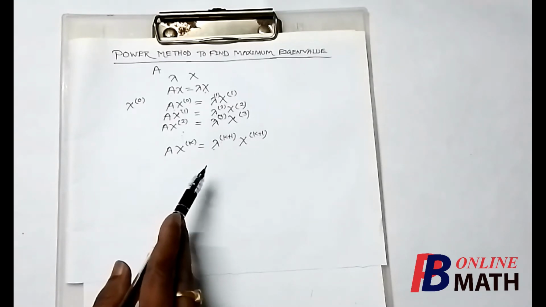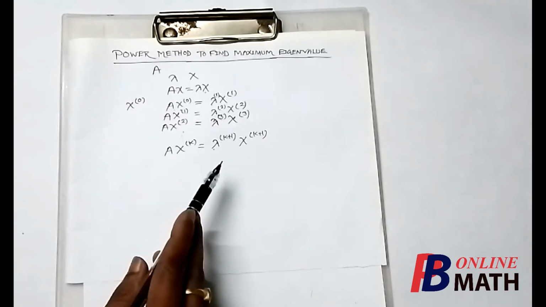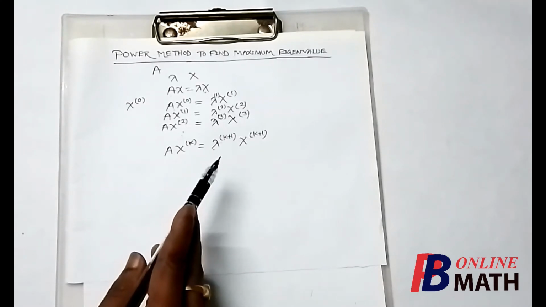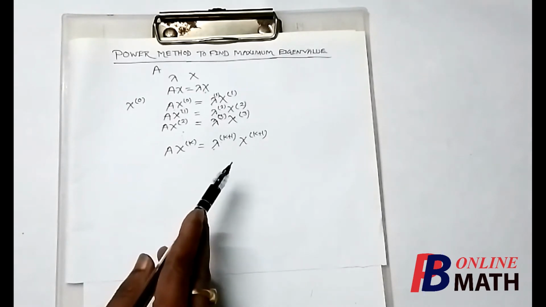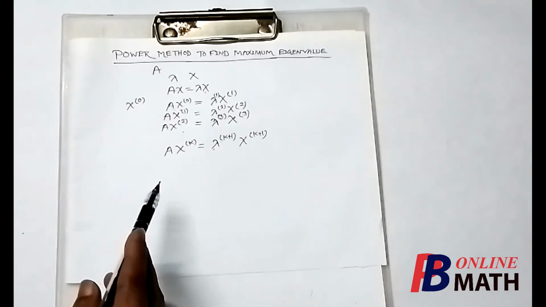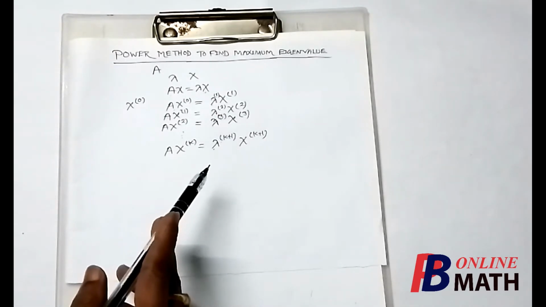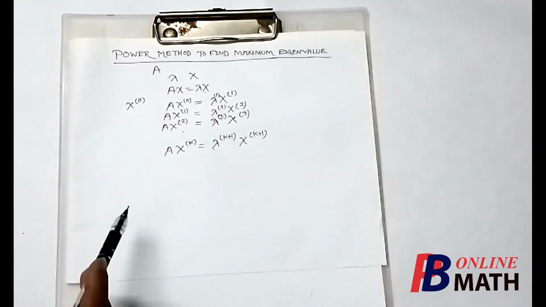We shall stop computing when two consecutive approximations of the eigenvalue and two consecutive approximations of the eigenvectors are equal, correct up to the desired order of accuracy. Suppose in the question it is given that we have to find the eigenvalue and eigenvector correct up to 2 decimal places, then we shall stop computing when two consecutive approximations of the eigenvalue and eigenvectors are equal, correct up to 2 decimal places. So this method is known as the power method.